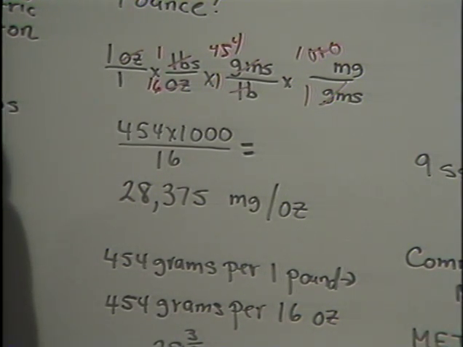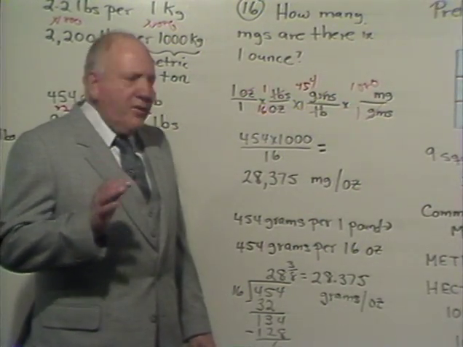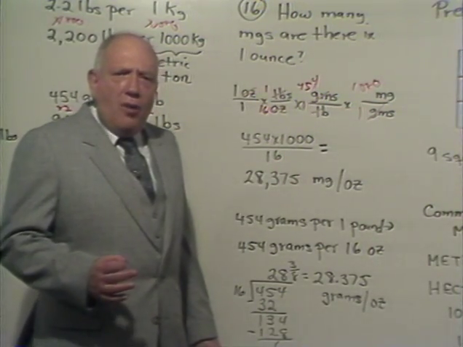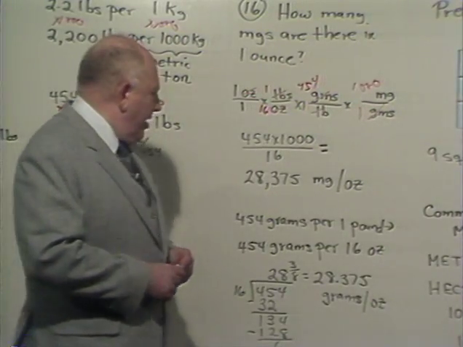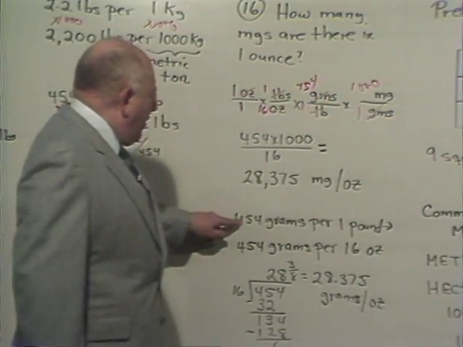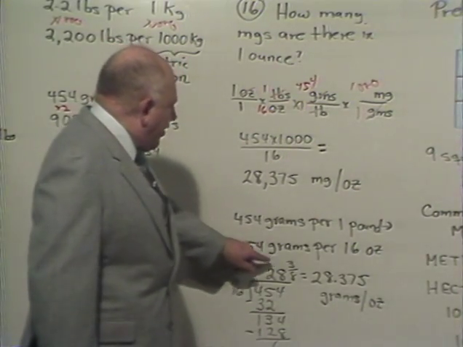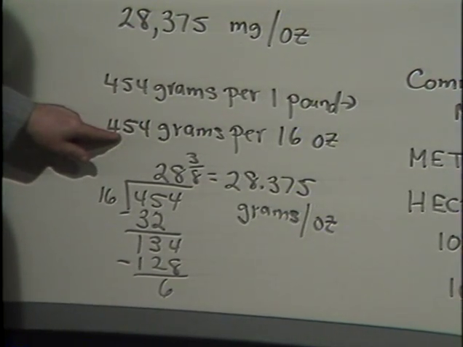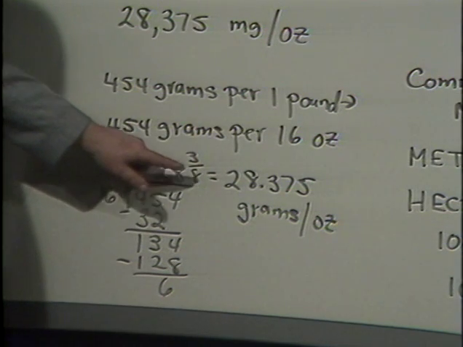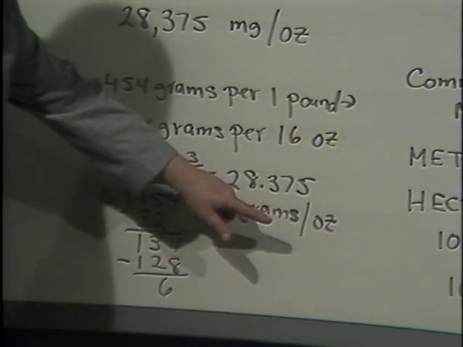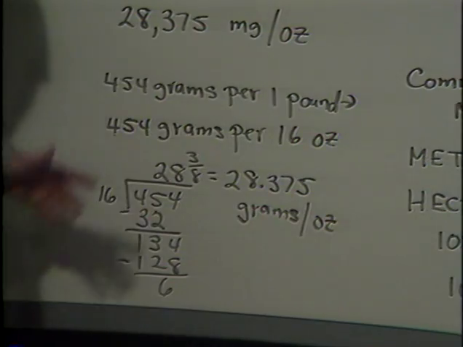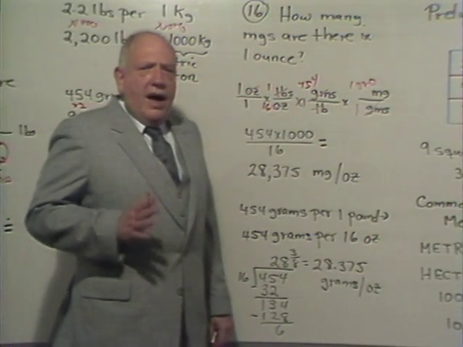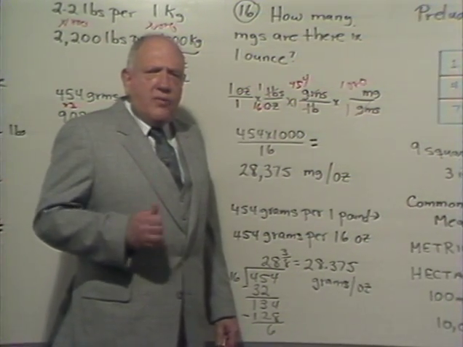Can you imagine how small a milligram is? How if you double the number of milligrams from, say, 25 to 50, you can kill a patient, and yet it's what? Almost a minuscule part of an ounce. And again, you could have done this problem another way. If there are 454 grams per 1 pound, that's the same as saying 454 grams per 16 ounces. Therefore, you divide 16 into 454, and you get grams per ounce. In other words, there are what? 28.375 grams per ounce. Move the decimal point 3 places to the right, and you have the same 28,375 milligrams per ounce.